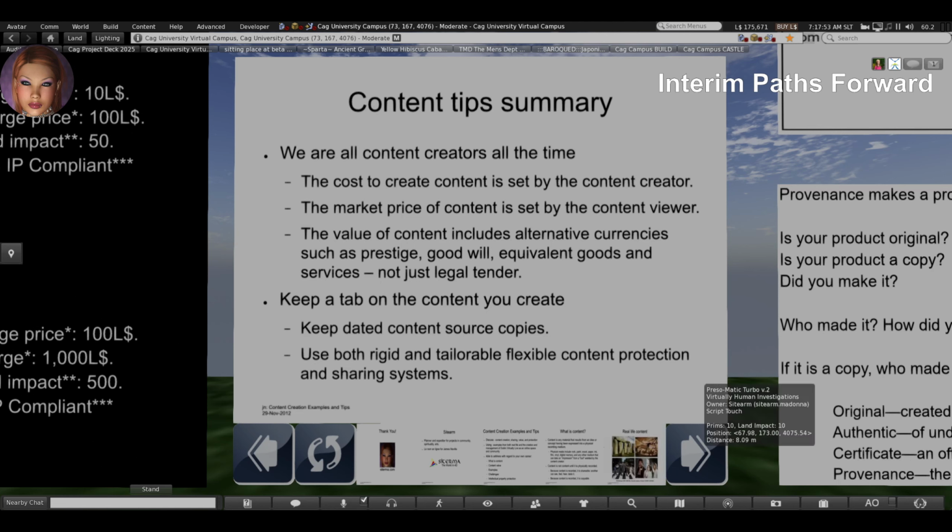So a summary, we're all content creators all the time. It doesn't have to be famous content. Every time you make lunch, you're making content. Every time you post a picture, you're making content. And when you post it, when you make it, it has a timestamp on it, and that is your proof. Like people take a picture of their latest chili or something that they created. When you take a picture of your food, you've copyrighted that. So keep tabs on the content you create, keep dated copies, and think about both rigid systems and flexible systems.